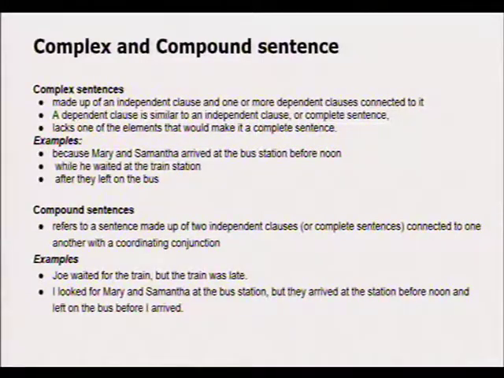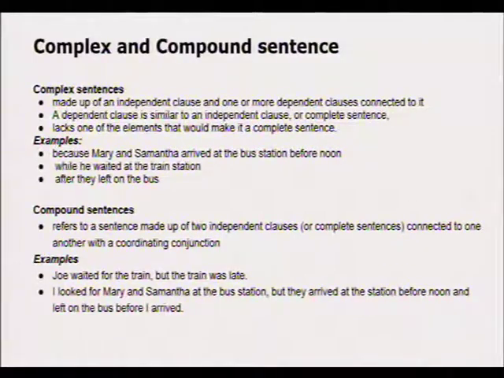That's why it's a complex sentence, and it's made up of two different clauses. While he waited at the train station and after they left on the bus. Those are all examples of complex sentences, but they're not complete, so beware of that.